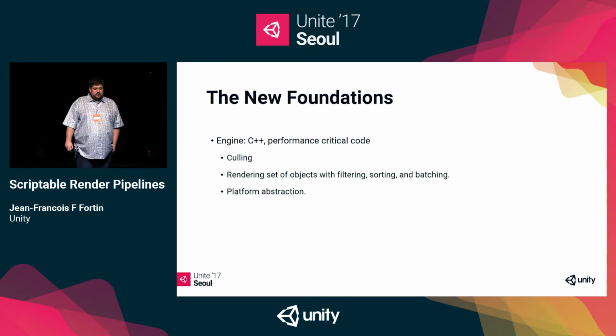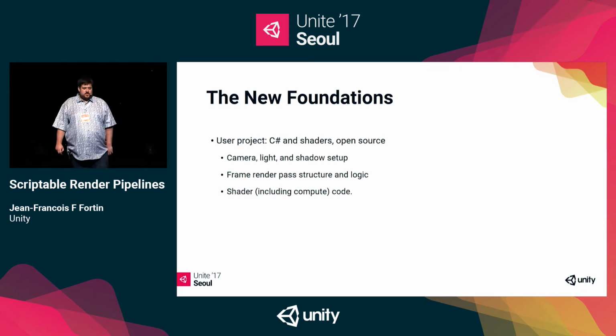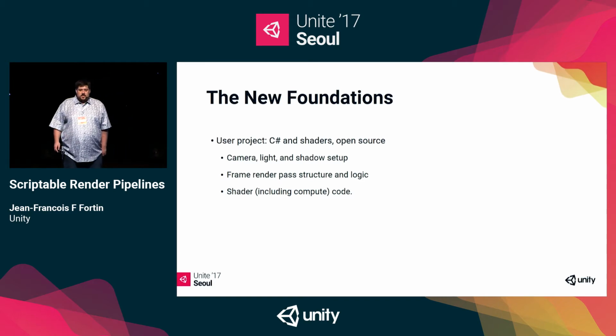So the new foundation, as mentioned before, the C++ is doing the more critical code, performance critical code. It does the management over sets of objects with different modes of filtering, sorting, and batching. It also performs all the platform abstraction. The user project will have the C# code and the shader code. This is started from the open source version that is available on GitHub. In the C#, we will treat camera, light, and shadow setup, and also the render path structures and the logic all done in C#. And these will then refer to the shader code that will be run on the GPU.